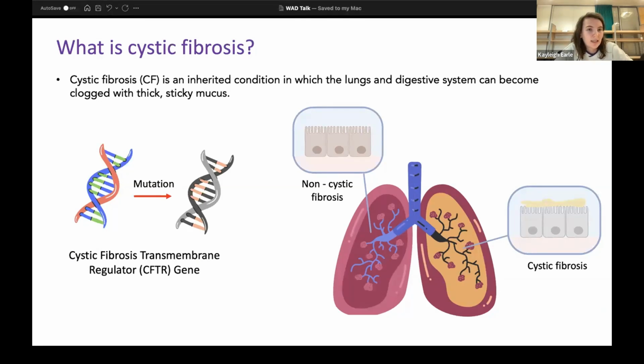So normally this protein is involved in the transport of ions and water across the cell. And because it can't transport the ions as effectively, it results in this thick mucus. So in a non-cystic fibrosis lung, you do have mucus, but it's not as thick and dense. In the cystic fibrosis lung, you can see here there's a buildup, and this can trap pathogens and make it harder to clear pathogens that are inhaled in the lung.